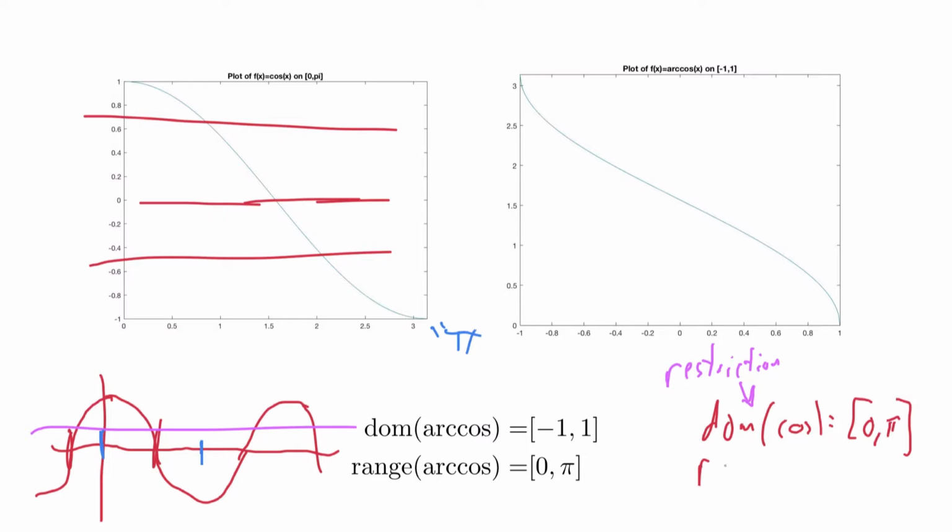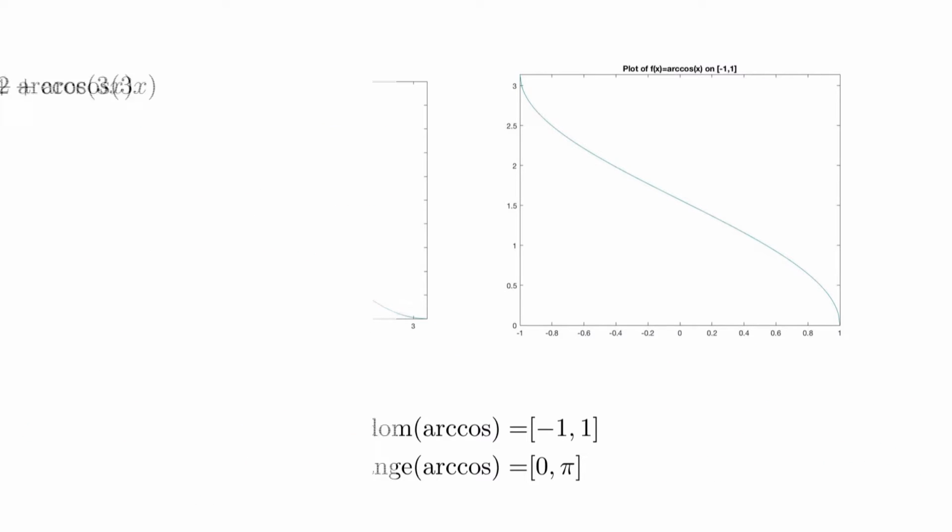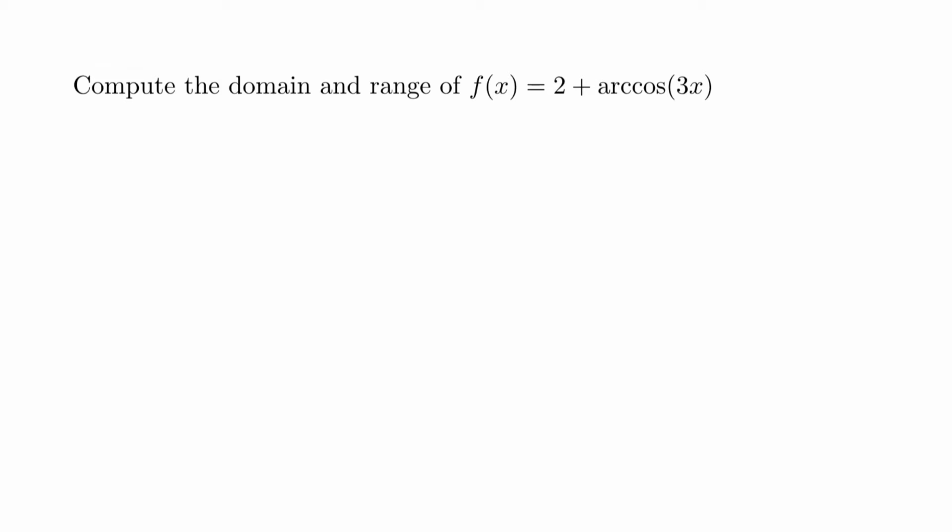And the range of cosine is minus 1 to 1. So as in the case with sine, these switch. So let's play the same game.